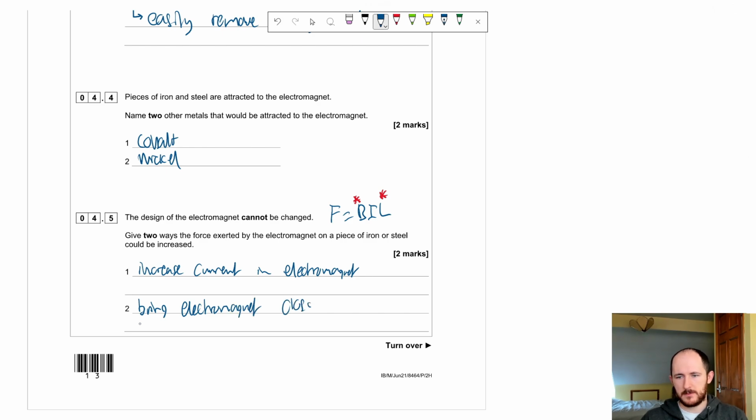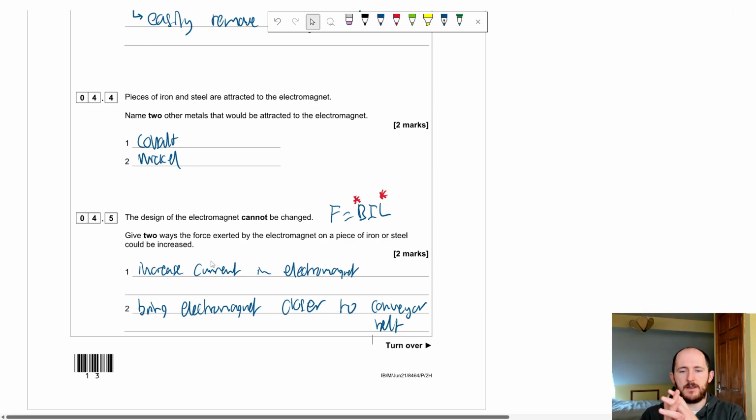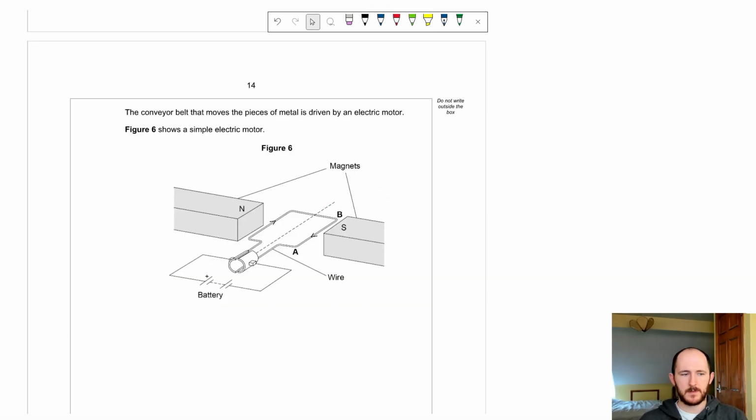Closer to the conveyor belt. Because then the iron and steel are closer, which means the force is stronger. Because as we know, as you get further away from a source of a force, it gets weaker. Things like electrostatic and gravity and things like that.